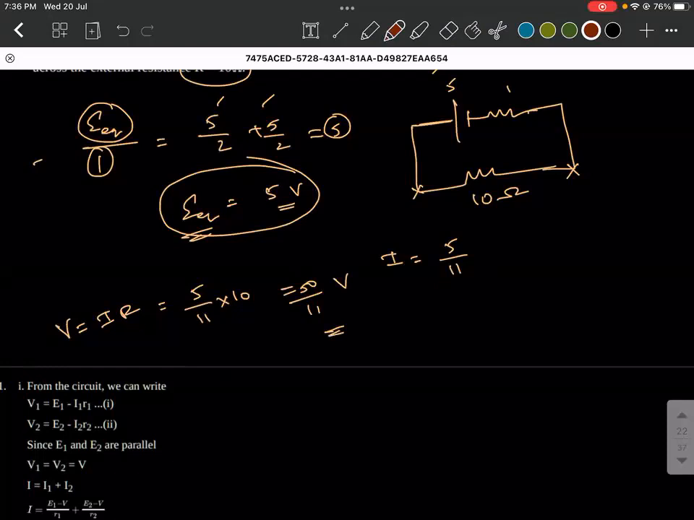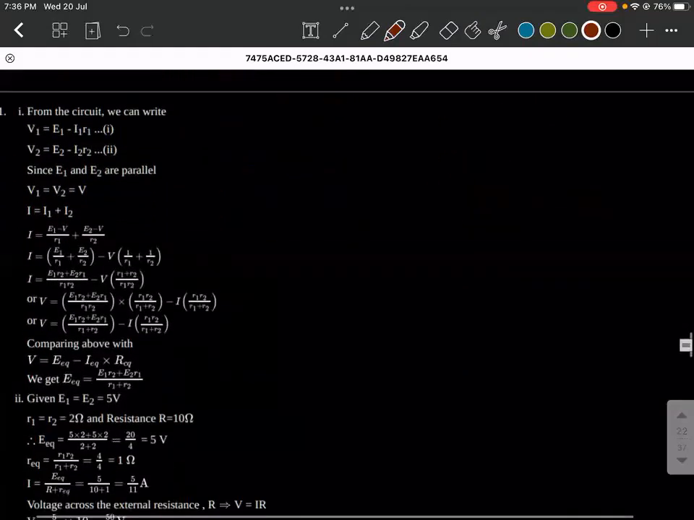So it is 50 by 11 volt, that is the answer. Those who are online, are you able to understand? Yes, sir.